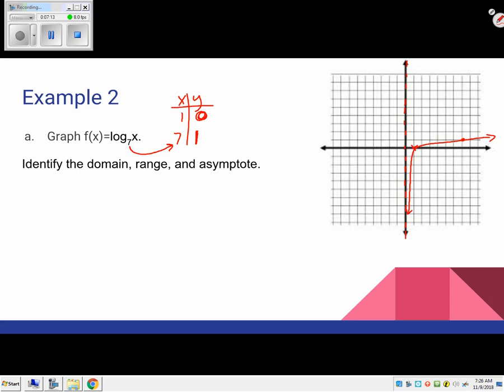The domain on this is restricted this time, so I'm not allowed to cross that asymptote. So it gets really close to it down here, but it doesn't cross it. So it gets right up next to 0, doesn't cross it. Then goes all the way out to positive infinity. The range every time tonight will be -infinity to infinity. And the asymptote in this case is x equals 0.